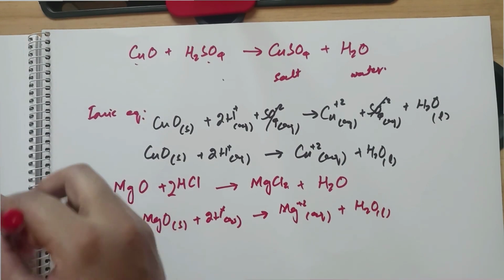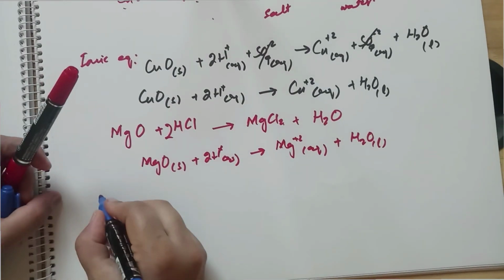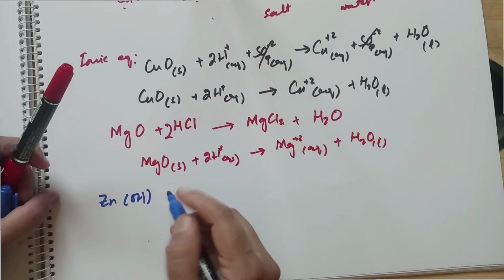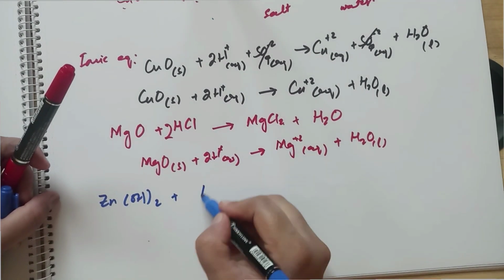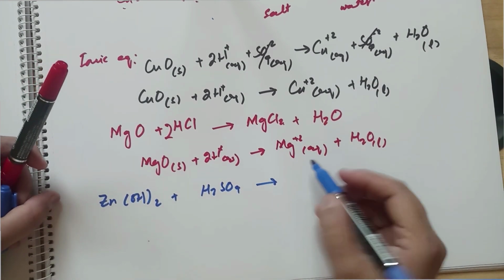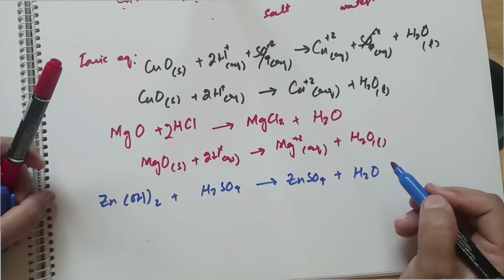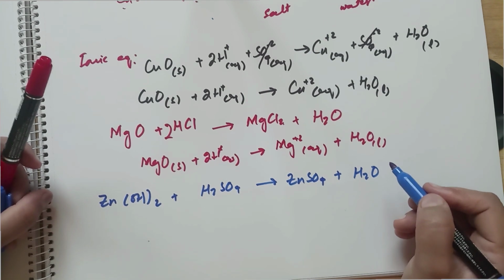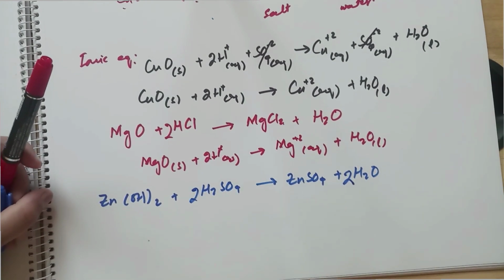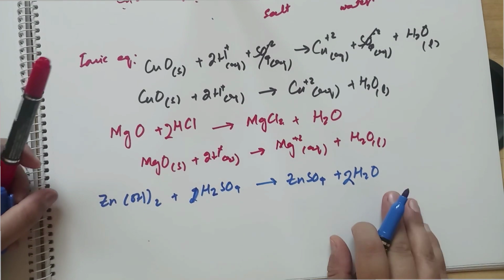Okay, and if you take an example of a metal hydroxide, let's suppose we have zinc hydroxide. It combines with an acid like H2SO4, and according to the general reaction it will form salt and water, that is zinc sulfate and water. And again, to balance this chemical equation we will write 2 here and 2 here. Is it clear? This is a balanced equation.